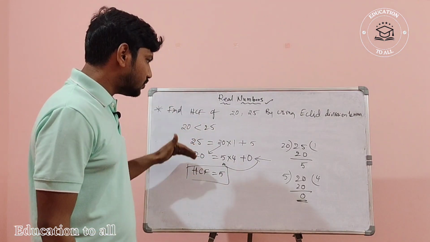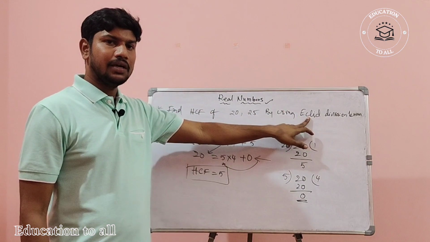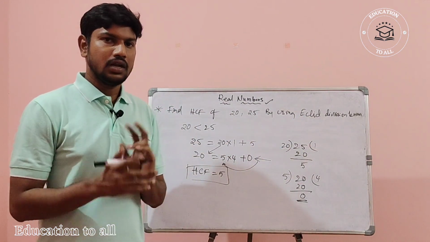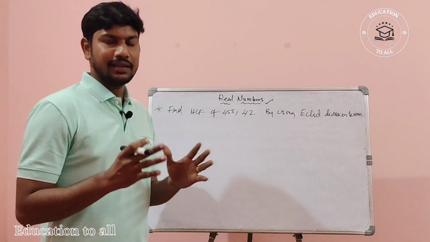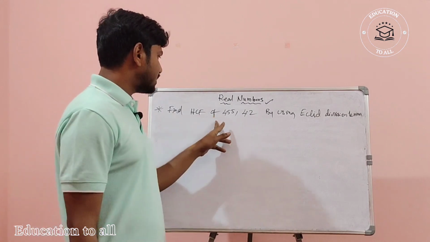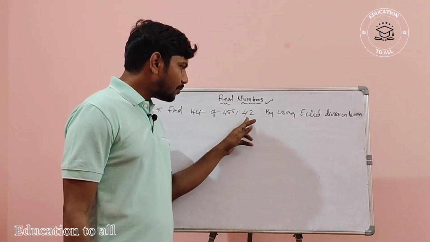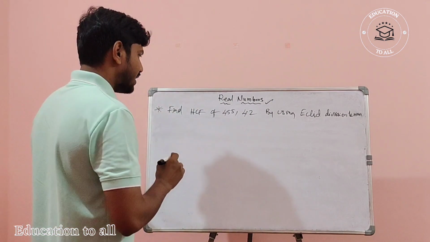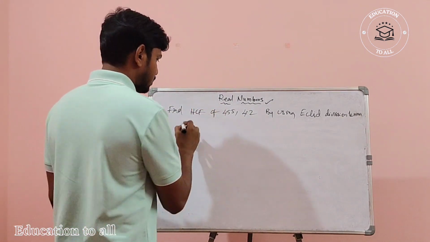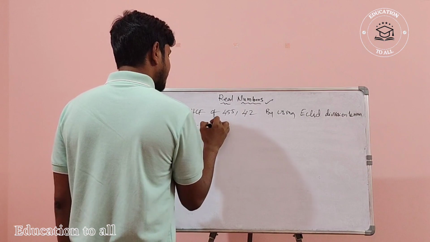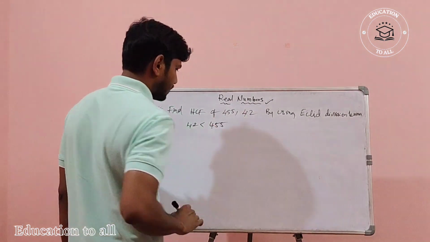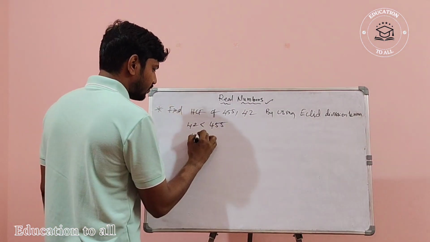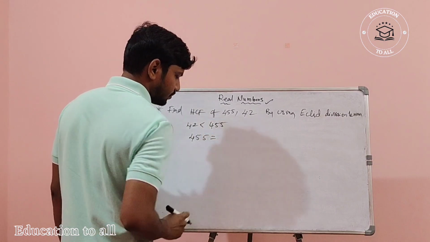So this is the method to use Euclid division lemma to find the HCF of any two numbers. To get better clarity, find the HCF of 455 and 42 by using Euclid division lemma. The first step is to identify which number is greater. 42 is less compared to 455, so we write the greater number 455 is equal to.